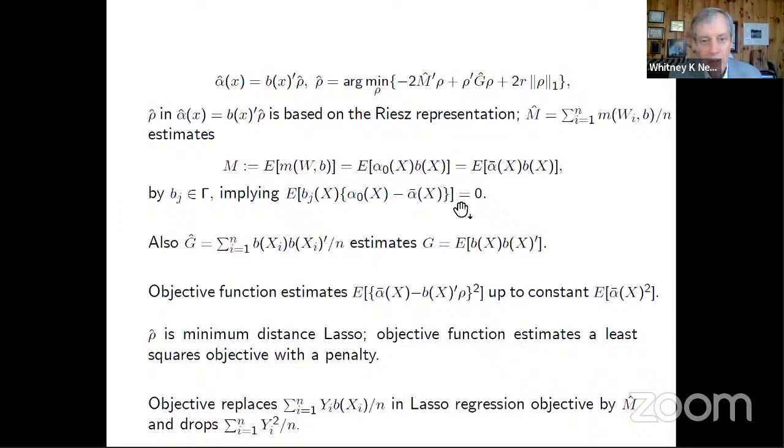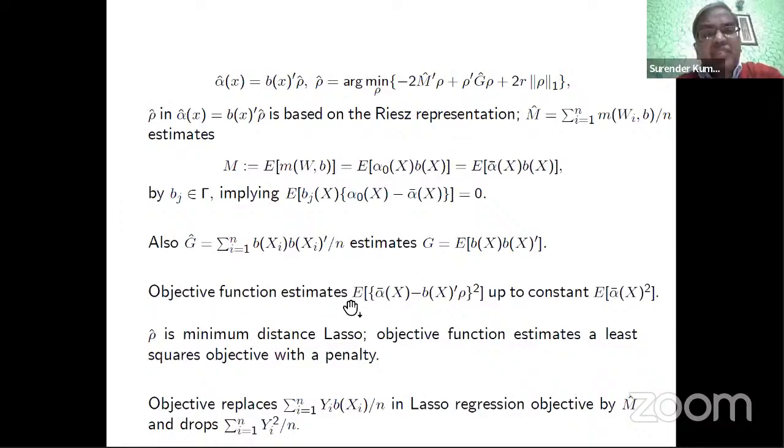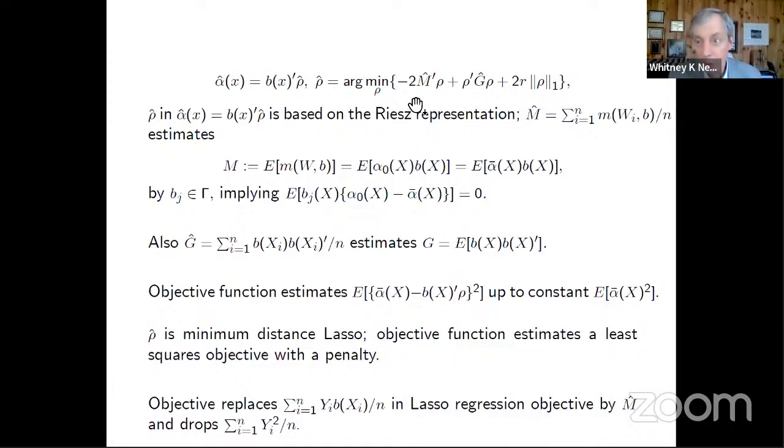The objective function, what it converges to as r goes to zero and n goes to infinity, is literally the expected squared error from approximating alpha bar by B(x) prime rho, minus a constant. And so subtracting out the constant doesn't matter. When you minimize this over rho, you're minimizing an estimate of the best approximation of alpha bar by a linear combination of B's. Cool. We think it's cool. You're actually estimating the best linear approximation of alpha bar by a linear combination of B's.